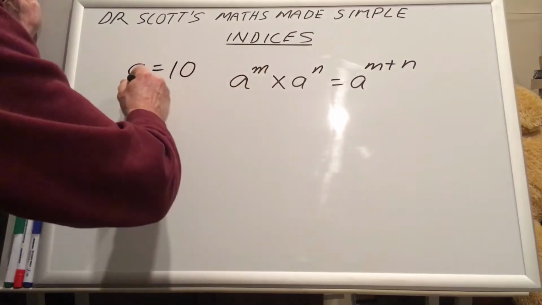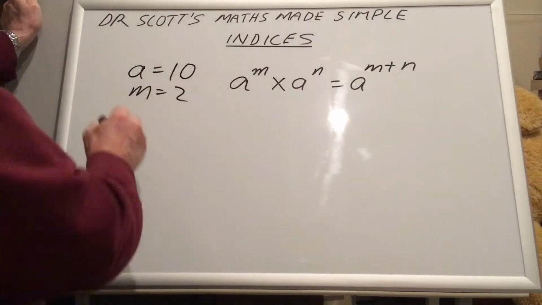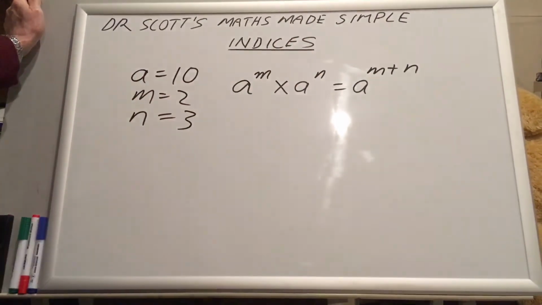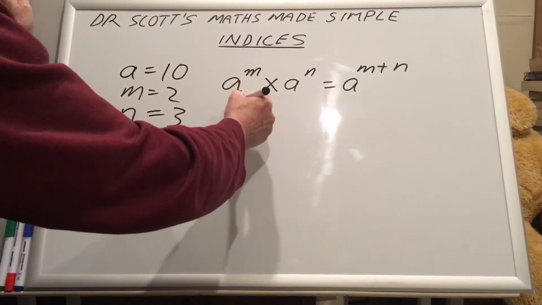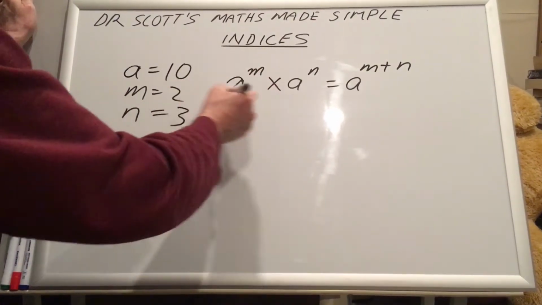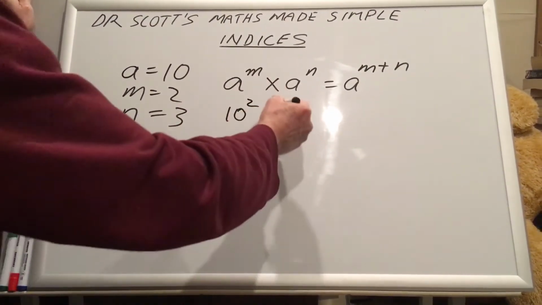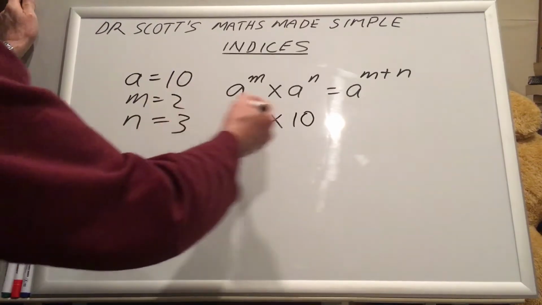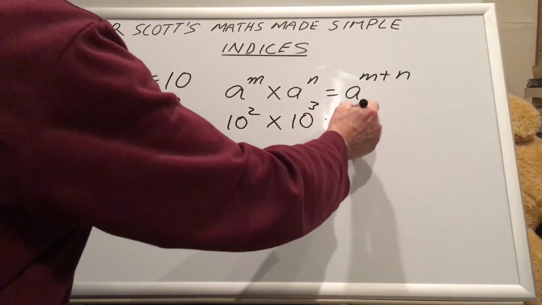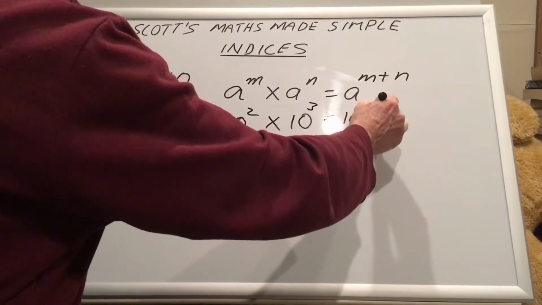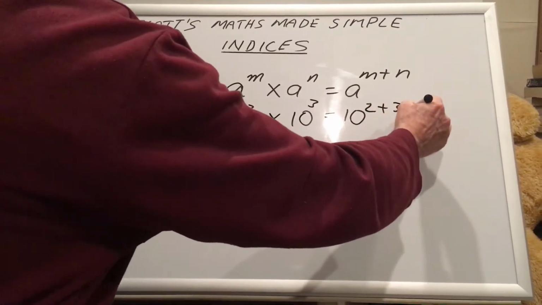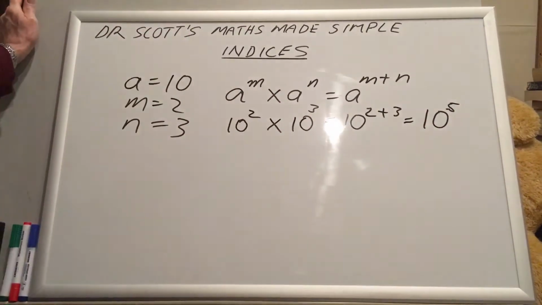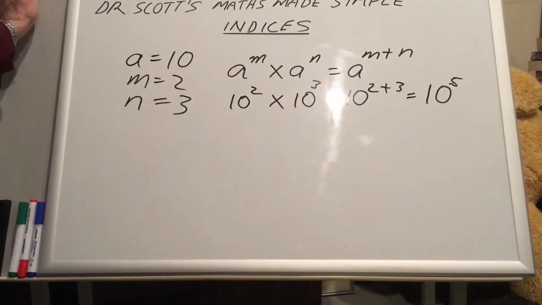And what would happen if m equals 2 and n equals 3? We start to see something much simpler. So this would be 10 to the m power, which is 2, times 10, again, because it's the same a, it's the same 10, to the third power, equals 10 to the 2 plus 3, which equals 10 to the fifth. But let's see if that's right. What do you think, Sophia? Do you think you can figure that out?